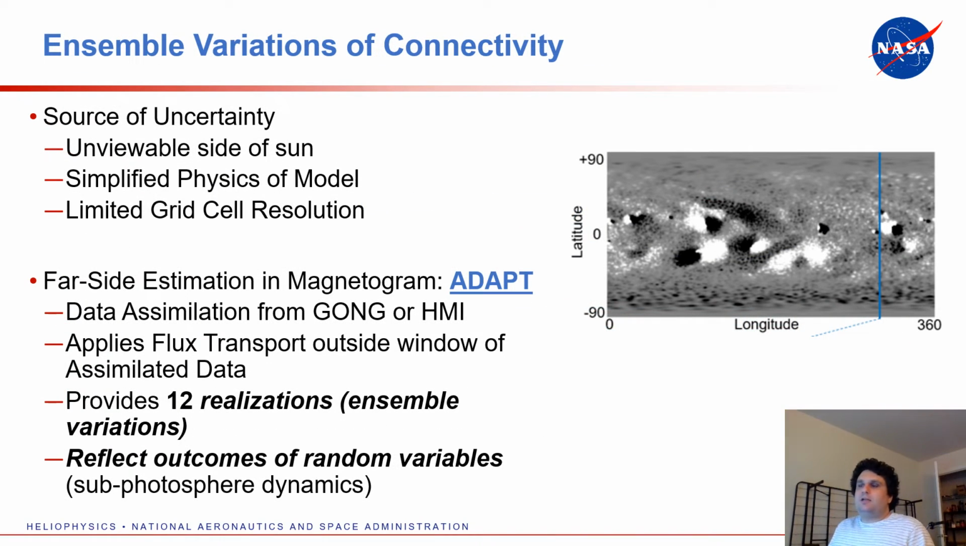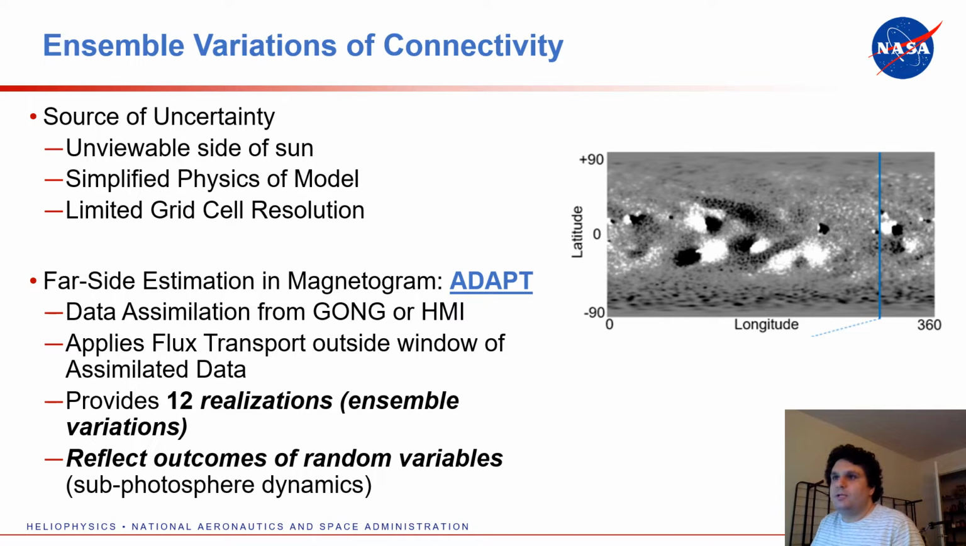What our method does on top of just solving individual foot point estimations is that it does this over a large range of model variations and then provides the results of foot point locations in a distribution represented from the model runs. So we know that there's a number of theoretical uncertainties in the calculations. There's the far side of the sun that's unviewable. The model is doing simplified physics. There's a limited grid cell resolution to describe all the phenomena. And so we want to use multiple model runs to capture as much of this uncertainty as we can.